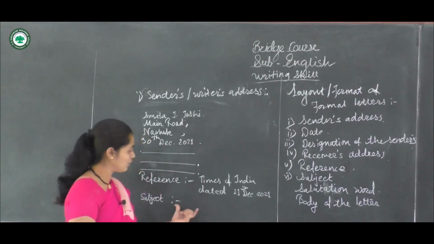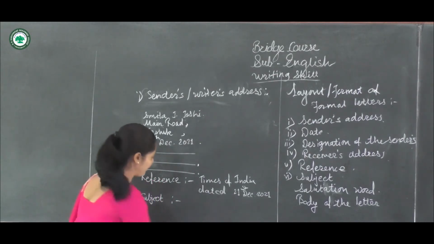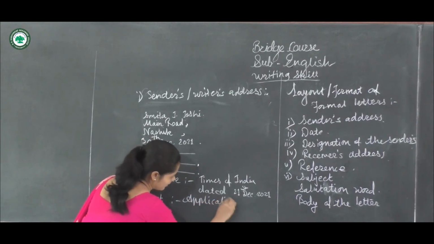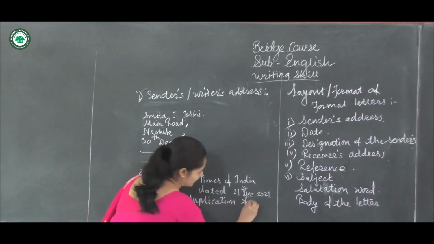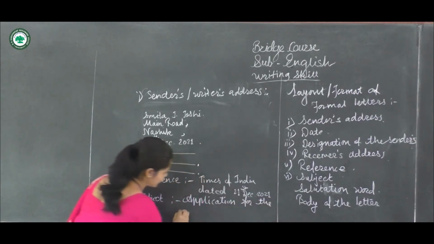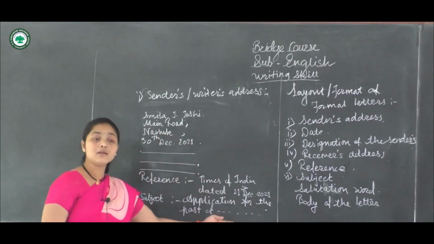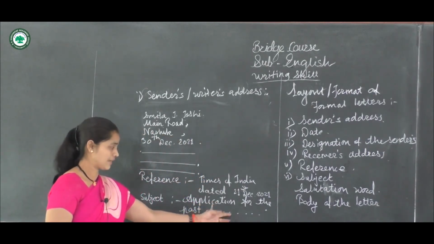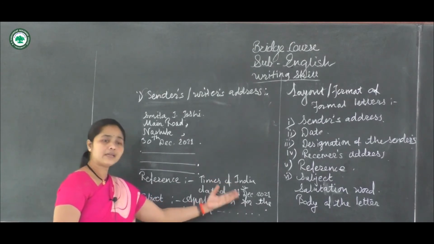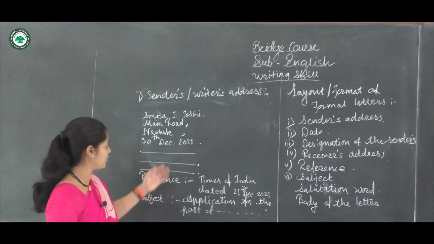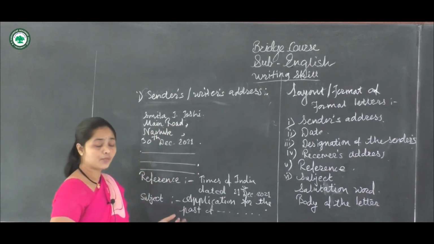So you have to write this sentence: application for the post of, and you have to fill in here what the job application is about. Primary teacher or an engineer, any one of those things. This is what you have to write in the subject about that job application.